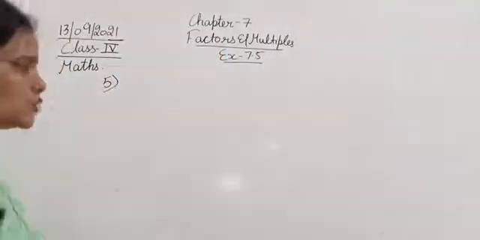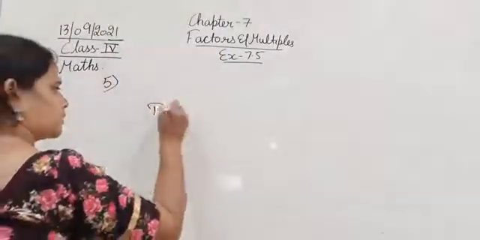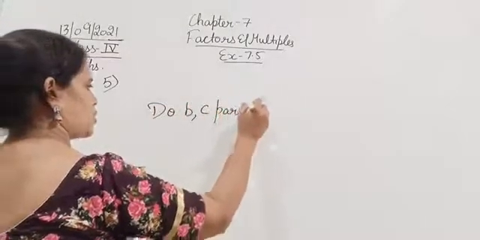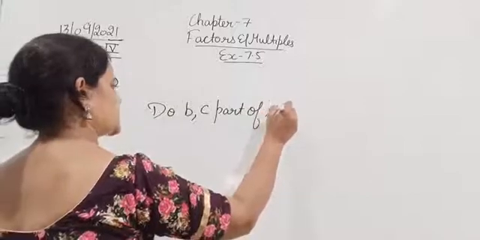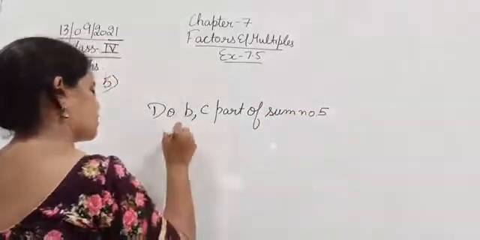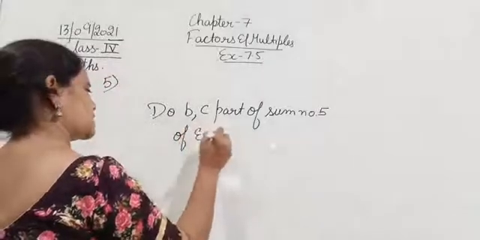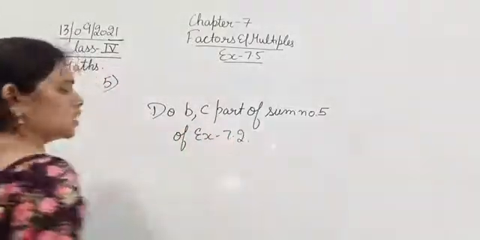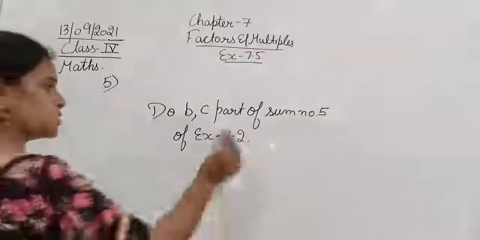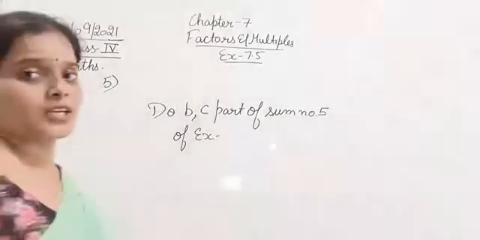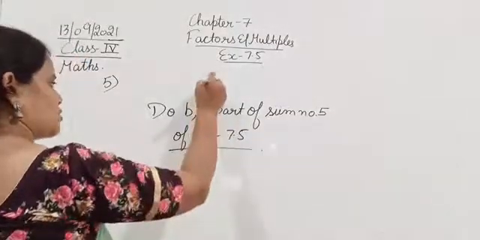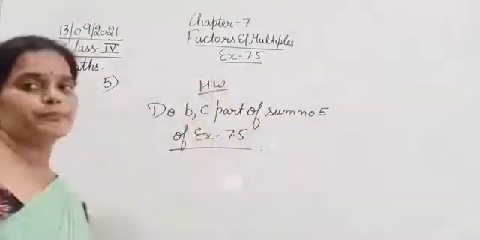Okay, I'm writing here, do B and C part of sum number 5 of exercise 7.5. This is your homework. Okay, chalo.